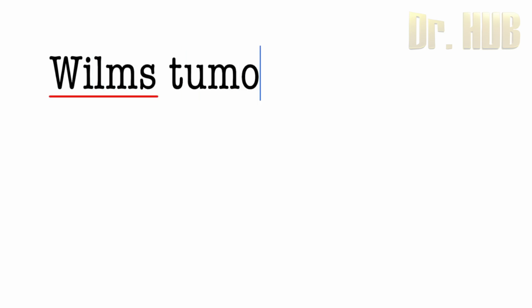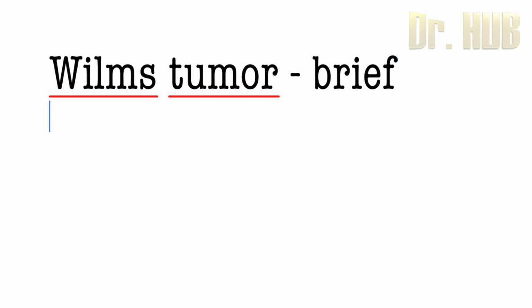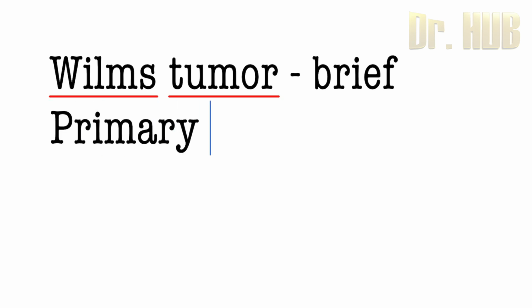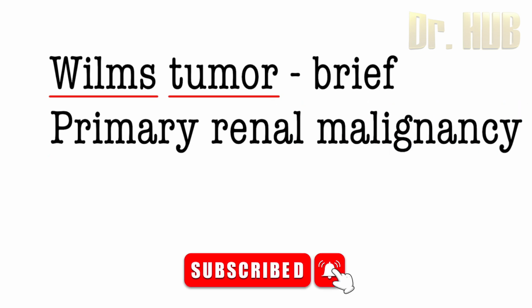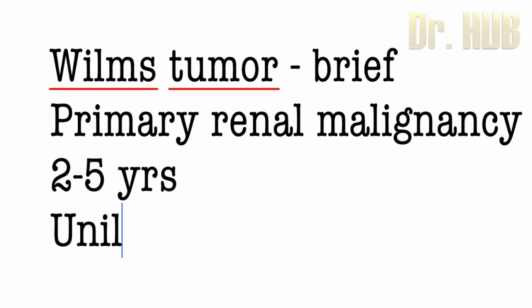Wilms tumor. So Wilms tumor, the first is the prevalence. We are going to explain in brief of everything. The prevalence is the most common primary renal malignancy of childhood, and it is typically seen in the age from 2 to 5 years. It is unilateral.